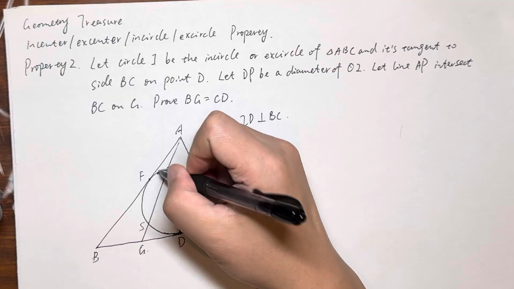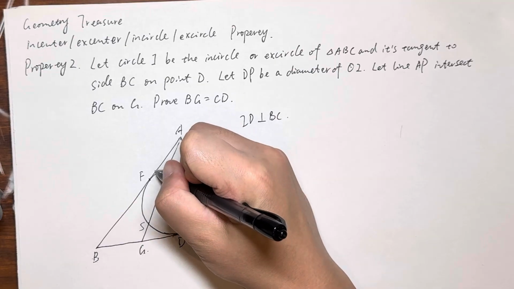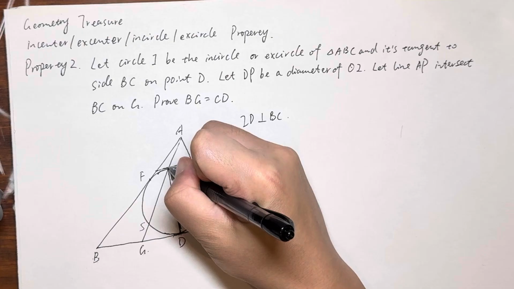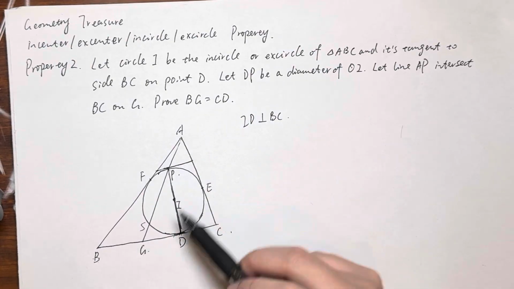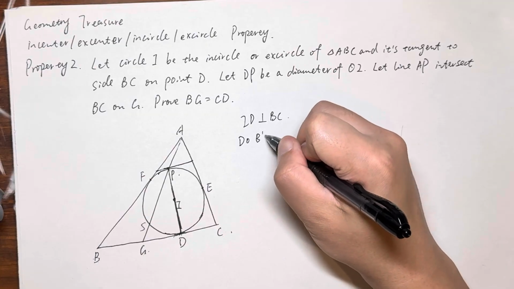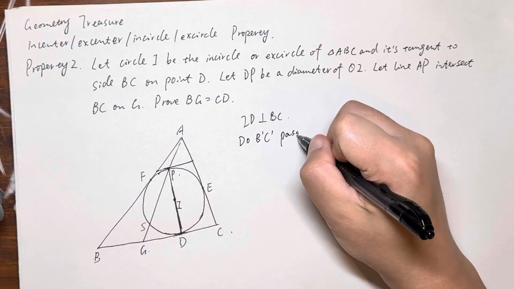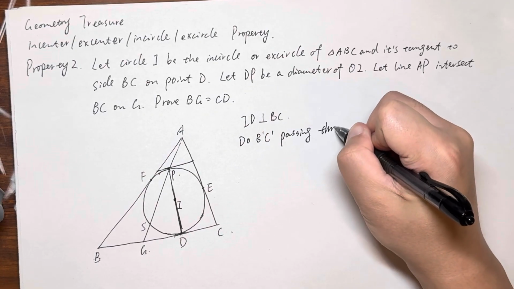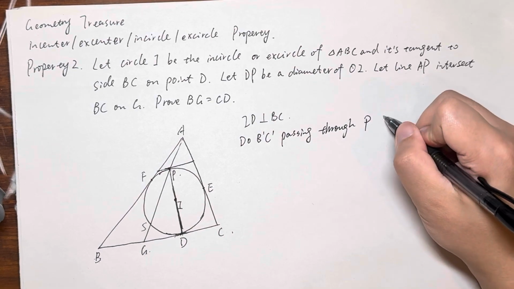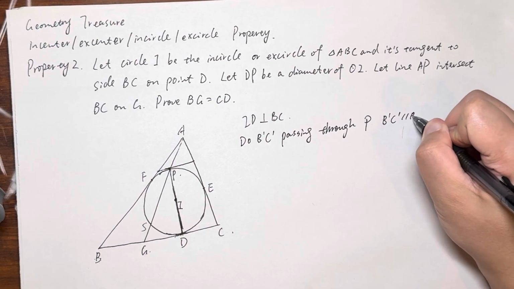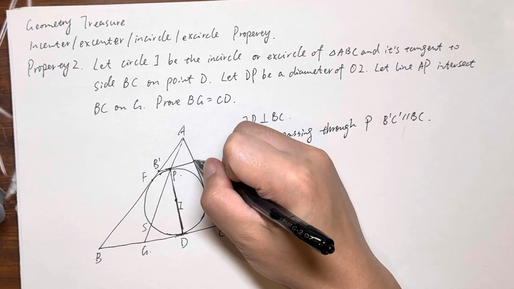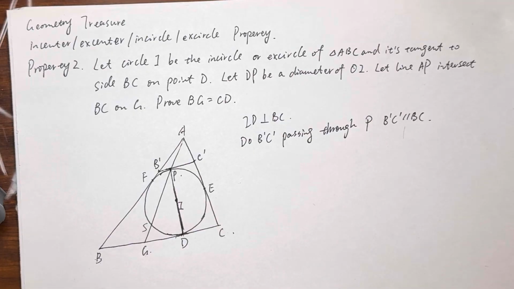So here is the thing that we can do: we can draw a parallel line, B prime C prime, passing through point P and make B prime C prime parallel to BC. So this point is B prime, this point is C prime, right?